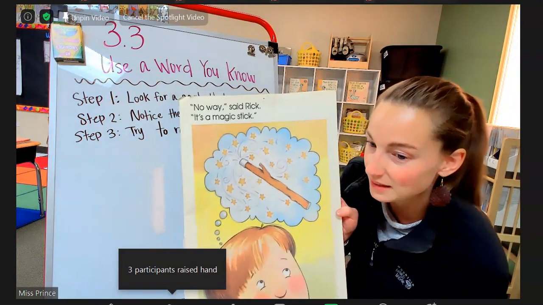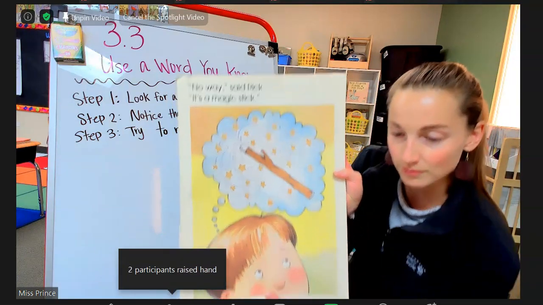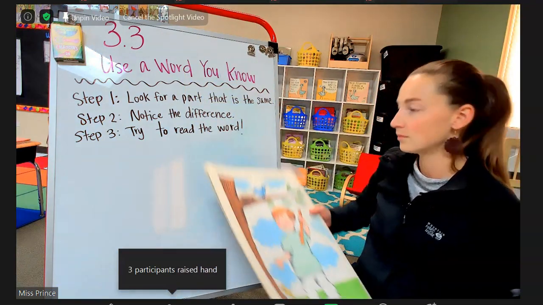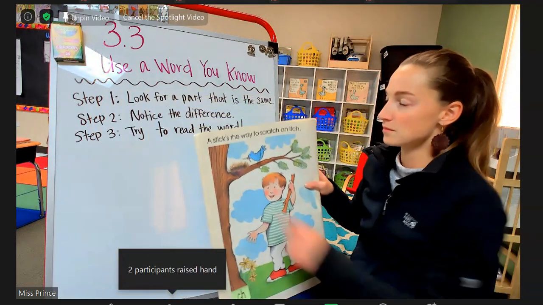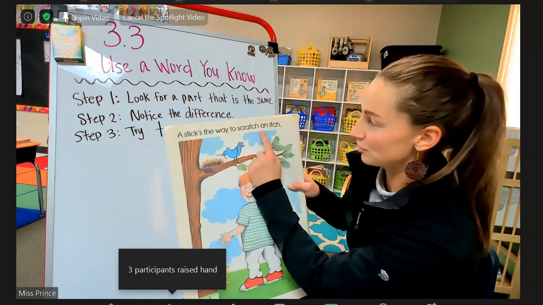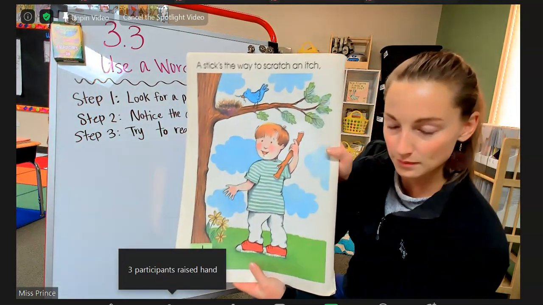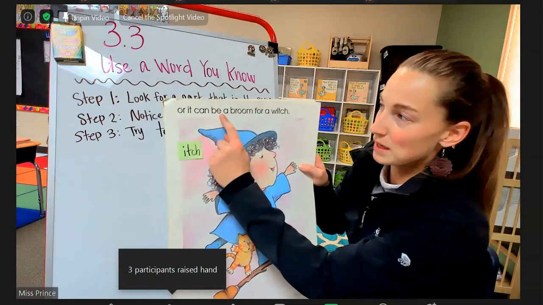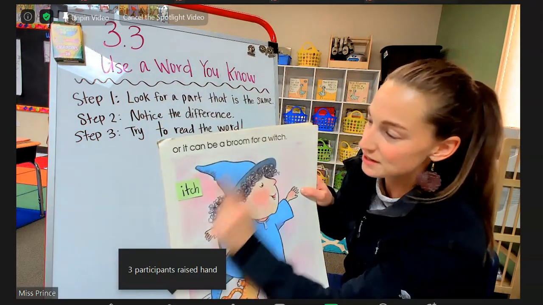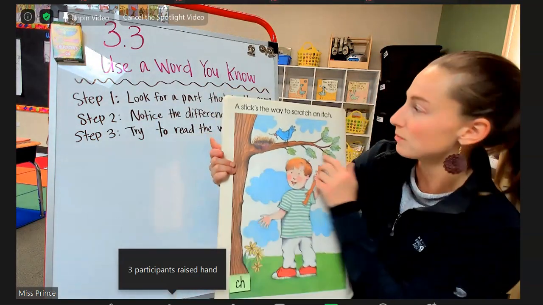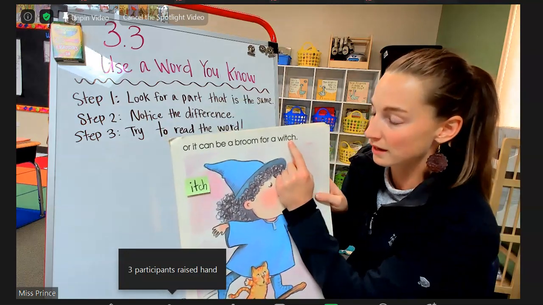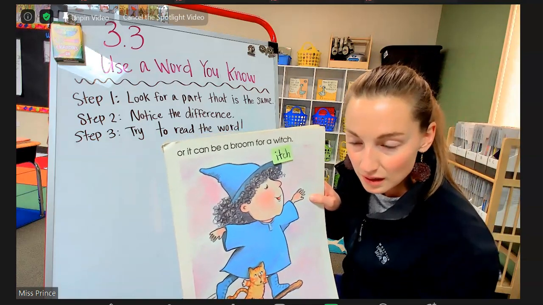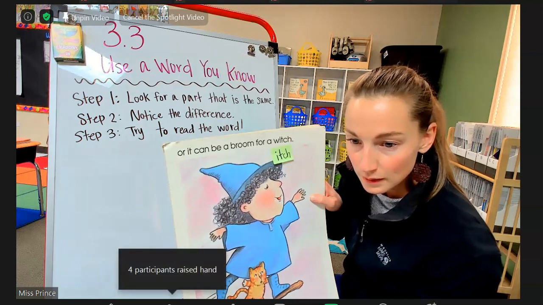No way, said Rick. It's a magic stick. A stick's the way to scratch an itch. Or it can be a broom for a... I know the end part, itch, because we just read it over here. But now I need help figuring out this word. I know the ending is itch, but I need help with the beginning. Let's see. Liam, can you help me out?